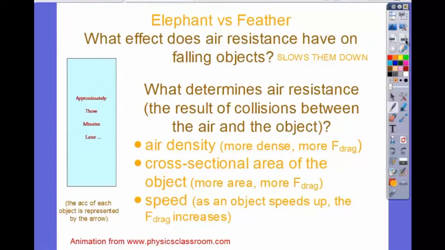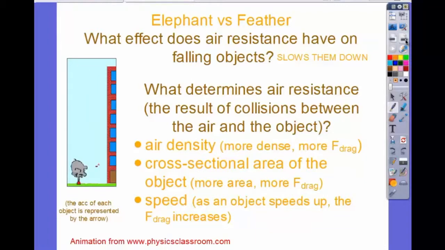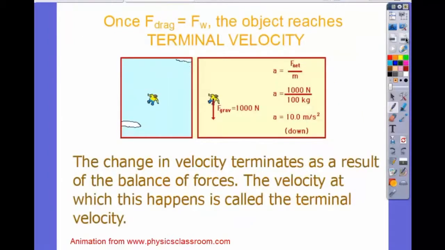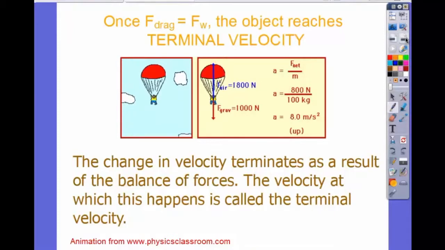As an object is falling, it's speeding up. Its velocity is increasing. As the speed of an object is greater, the air drag also increases. So if I increase air density, increase cross-sectional area, and increase the speed of the object, that's going to increase the air resistance. So the drag changes, and it would continue to increase as you speed up, and we already know that as I fall in free fall, I increase in speed.